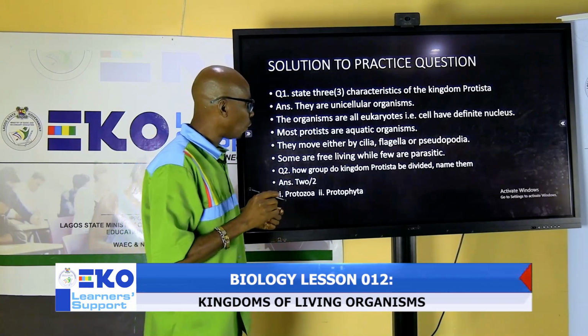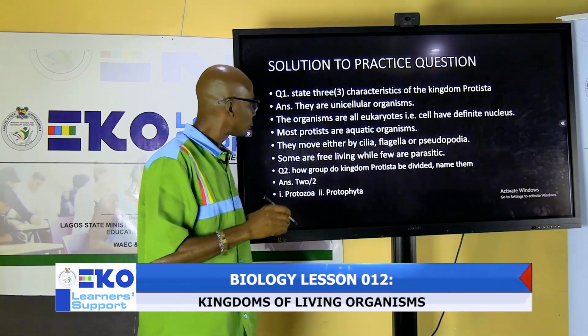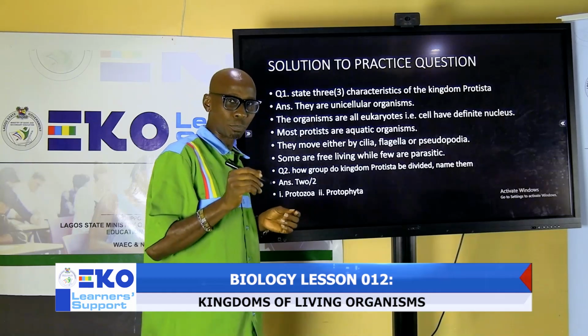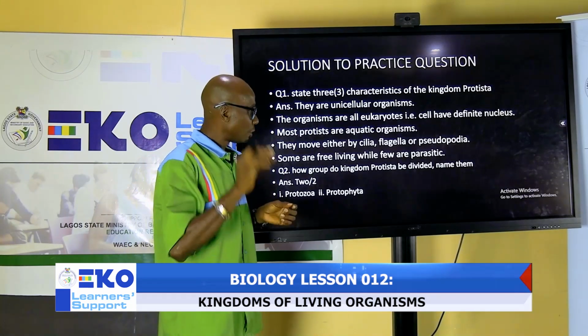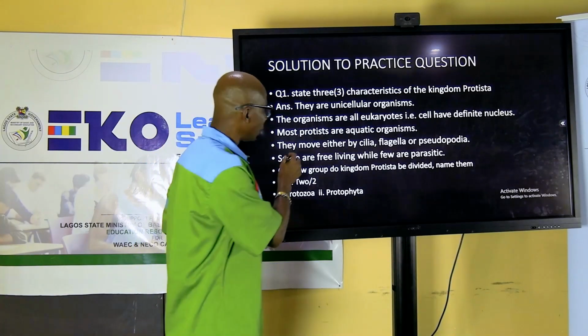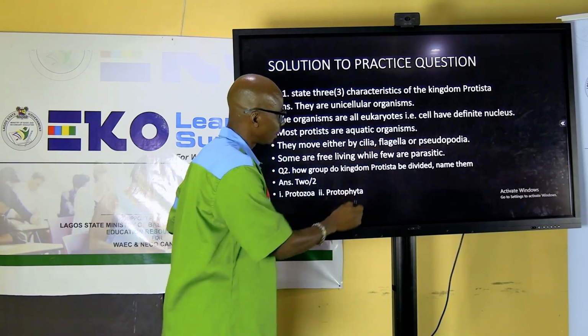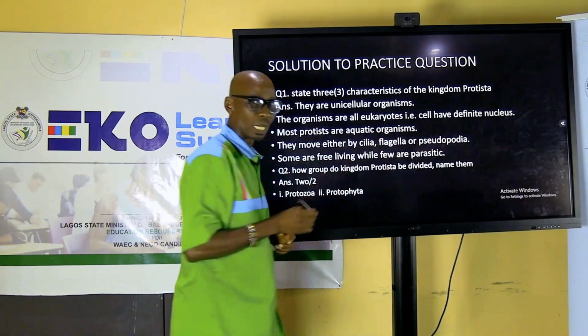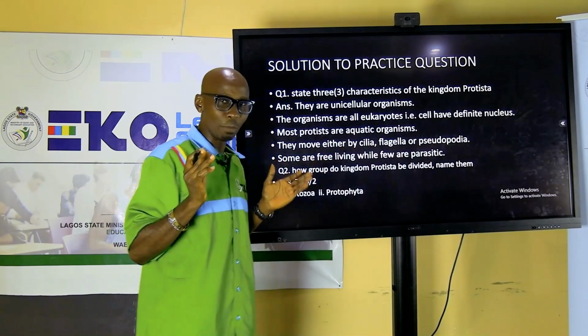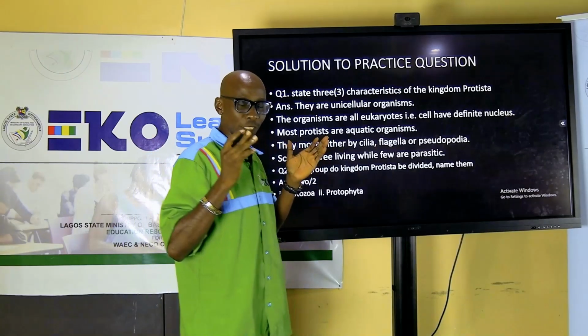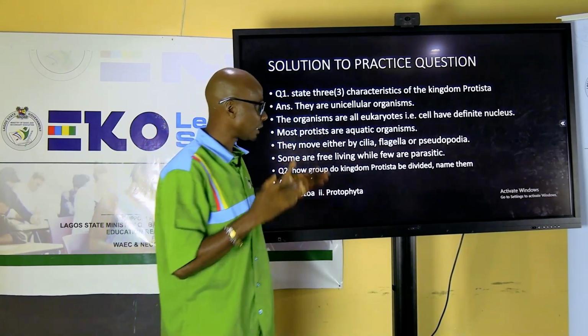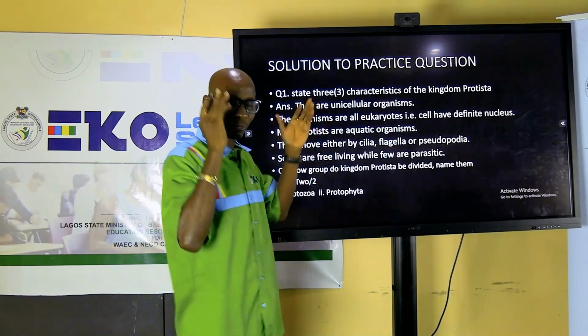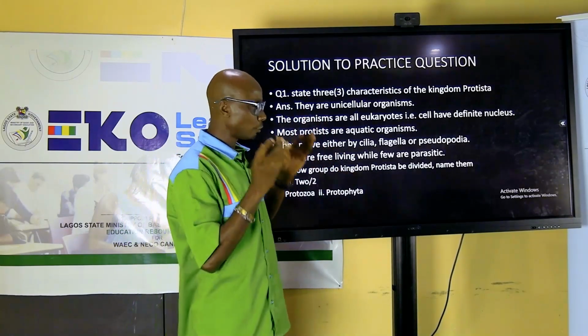Because in exam, once they ask you to mention habitats, you must give specific examples: pond, stream, fresh water. Then they move either by cilia, flagella, or pseudopodia. Any one is okay. If you can't mention the three, you say some move by cilia, some move by flagella, some move by pseudopodia.